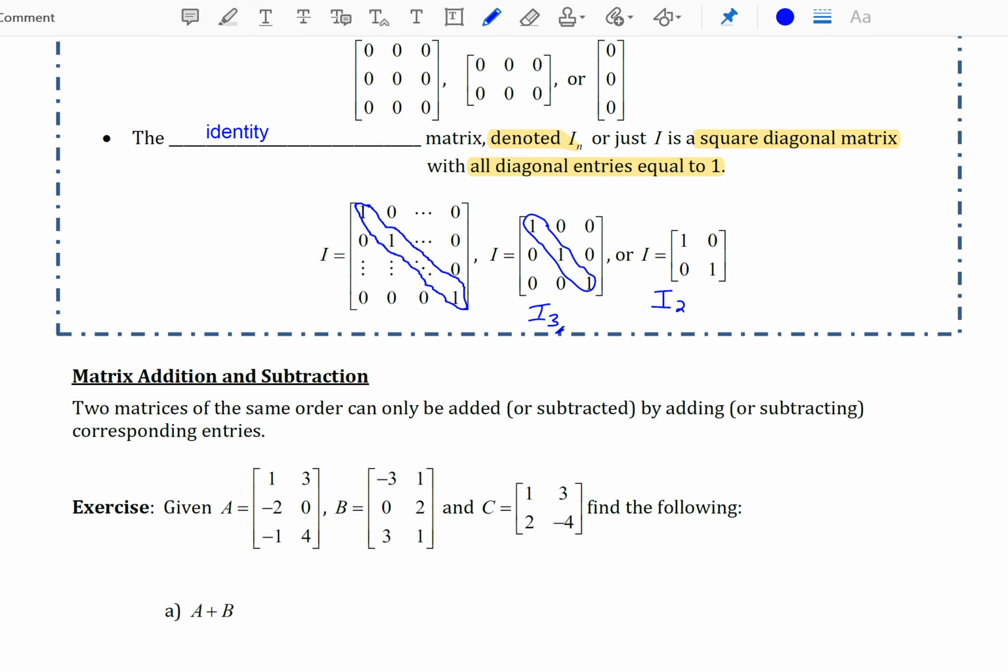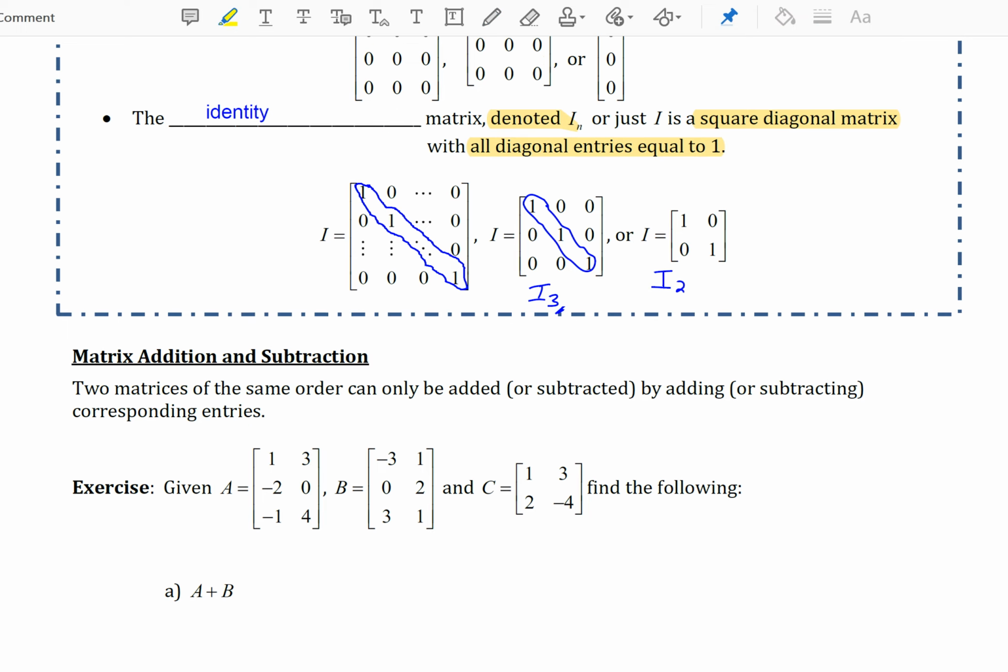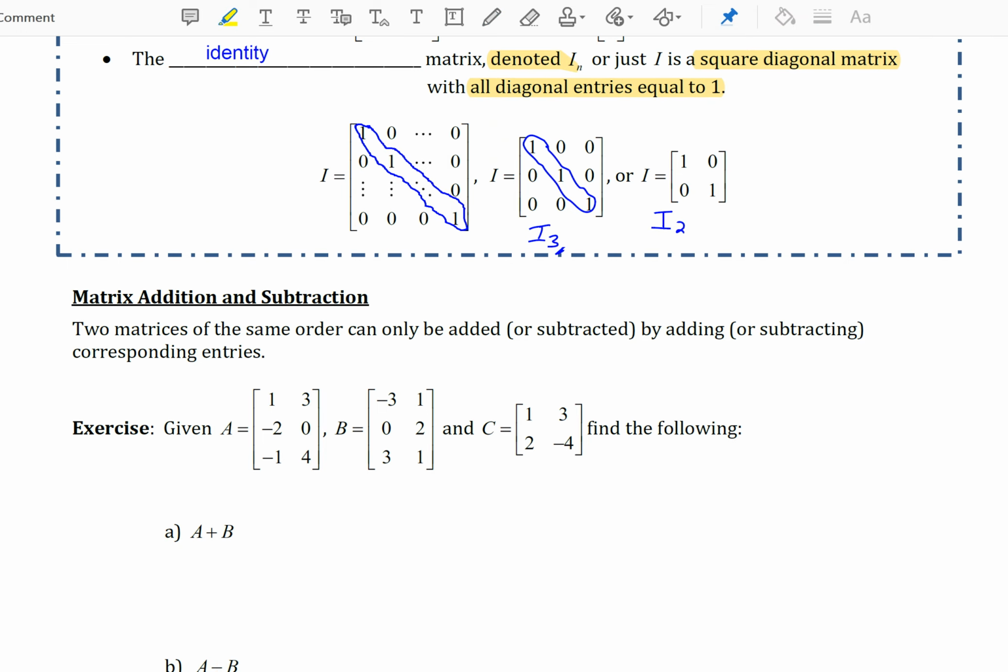Let us look at some matrix computations that we should be familiar with. Matrix addition and subtraction. Two matrices of the same order, so the same size, can only be added or subtracted by adding or subtracting the corresponding entries.